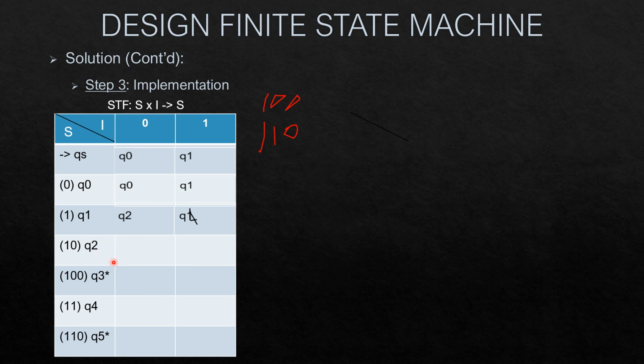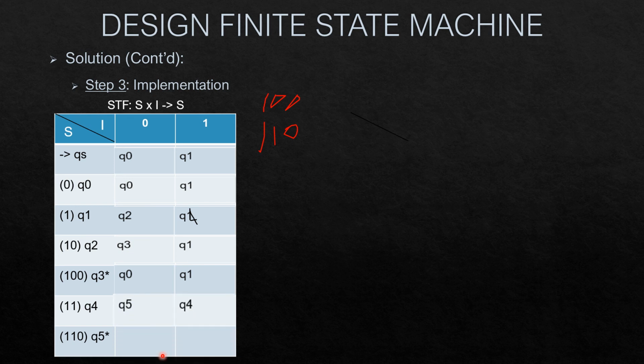Next, from Q2 state, we will transition to Q3 state which is 100, and from Q2 state on getting 1, we will go back to Q1 state. Next, from Q3 state, we will go back to Q0 state or Q1 state. Next, from Q4, I will transit to 110, that is Q5 state, and 111 will make me stay in the same state, that is Q4 state.